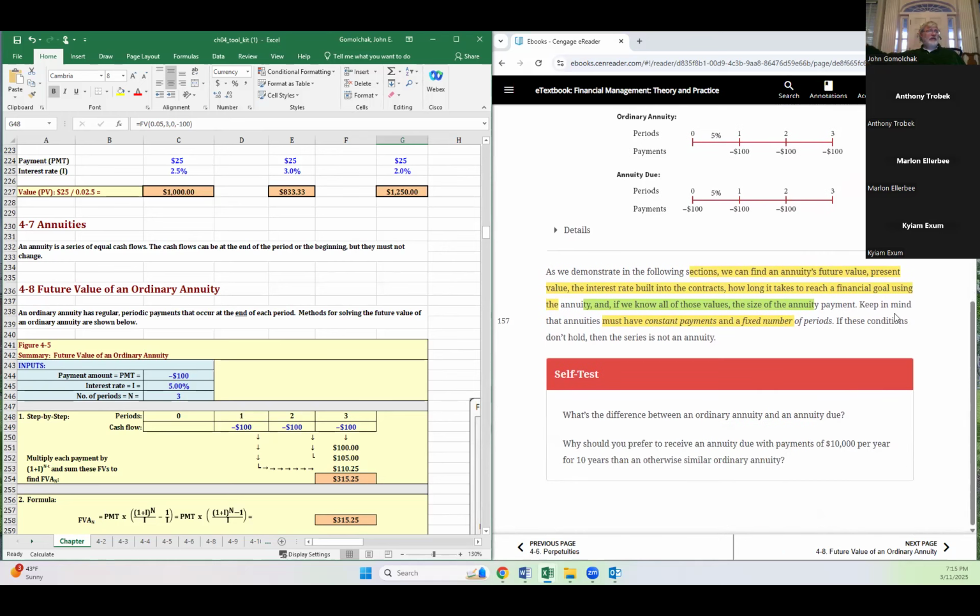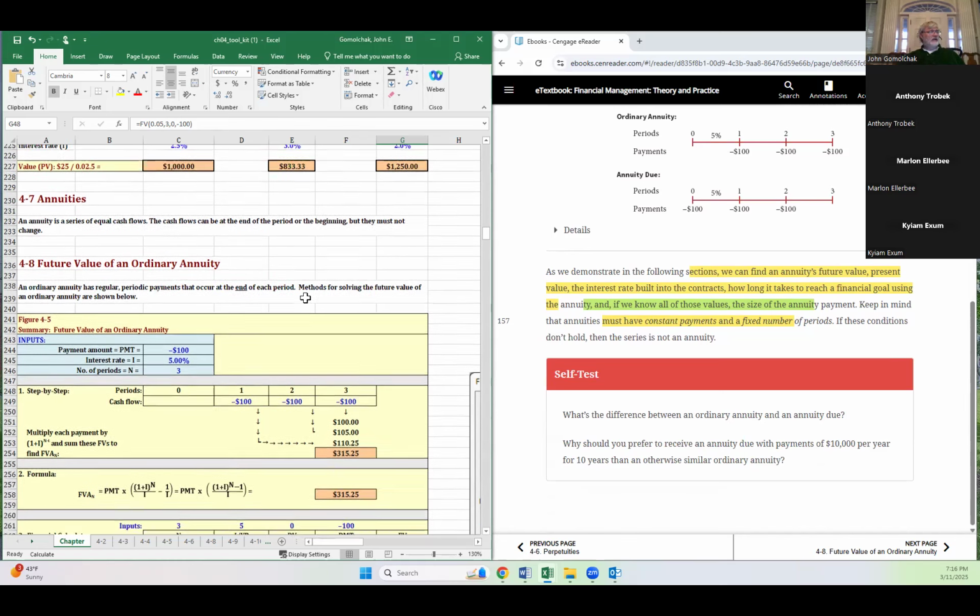All right, we can find an annuity's future value, present value, the interest rate built into the contract, and how long it takes to reach a financial goal using the annuity. And if we know all of these values, we can find the size of the annuity payment. Keep in mind, annuities must have constant payments and a fixed number of periods. If these conditions don't hold, we don't have an annuity.